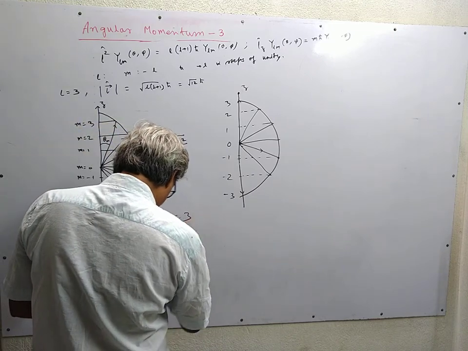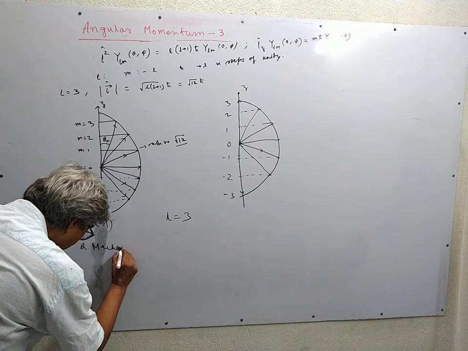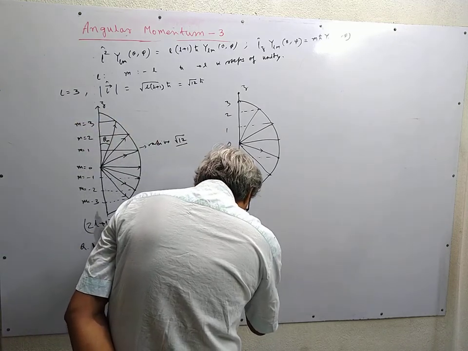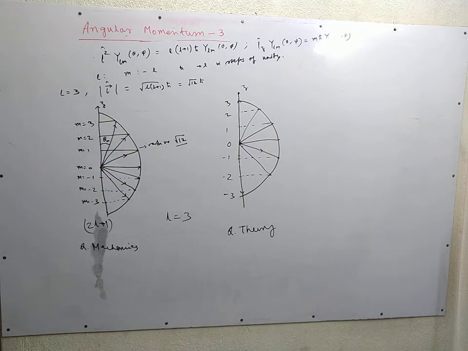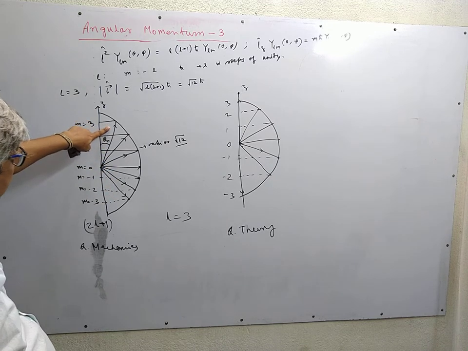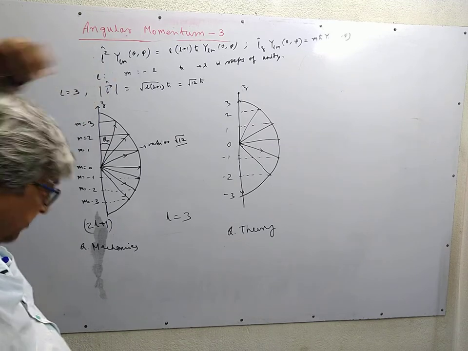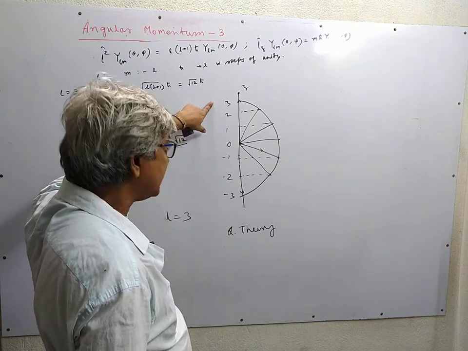Both are for l equal to 3. This is the prediction of quantum mechanics, and this is the prediction of the old quantum theory, the theory that was put forward before the advent of quantum mechanics, towards the development of quantum mechanics. The difference is that here, in this case, we say that the angular momentum can never be oriented along the z axis, but here it says that the maximum and minimum projection is along the z axis.